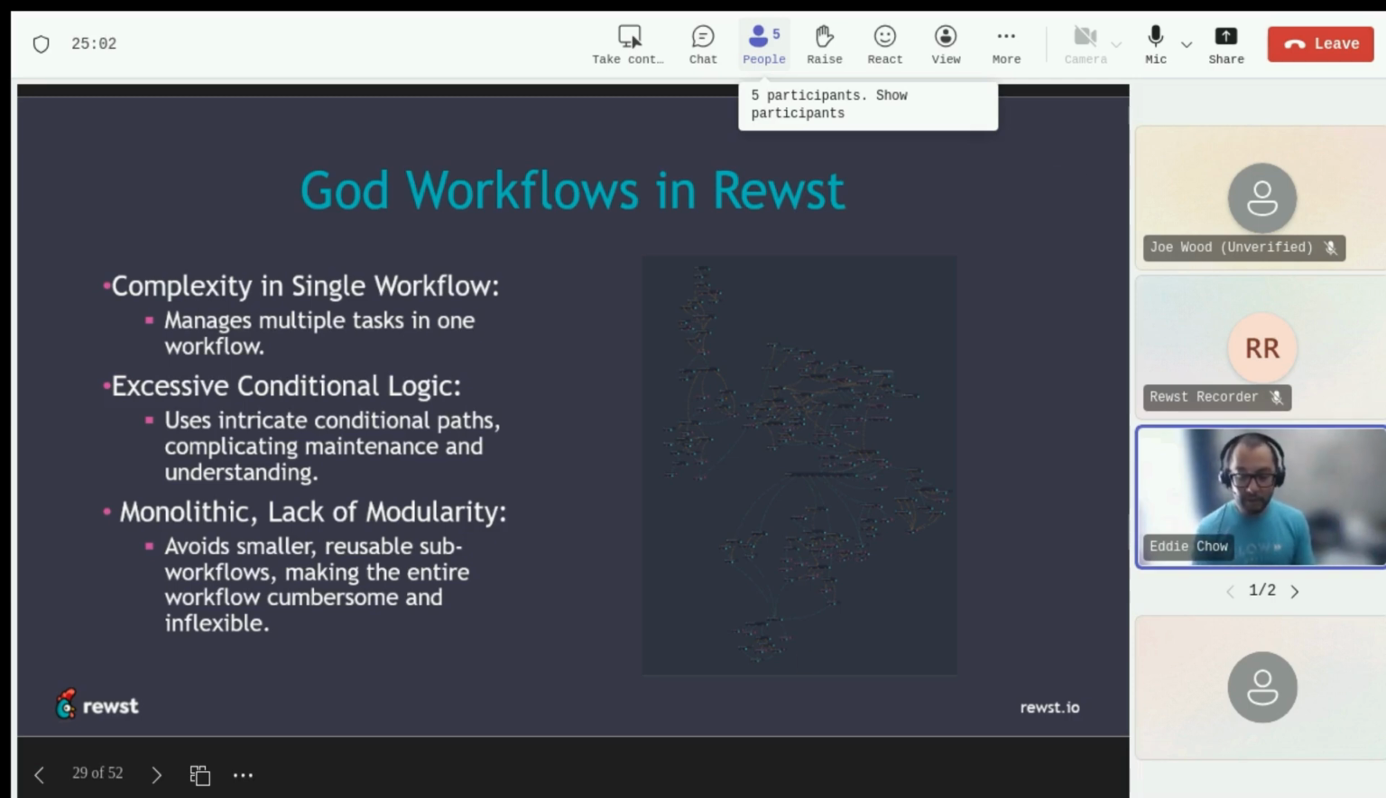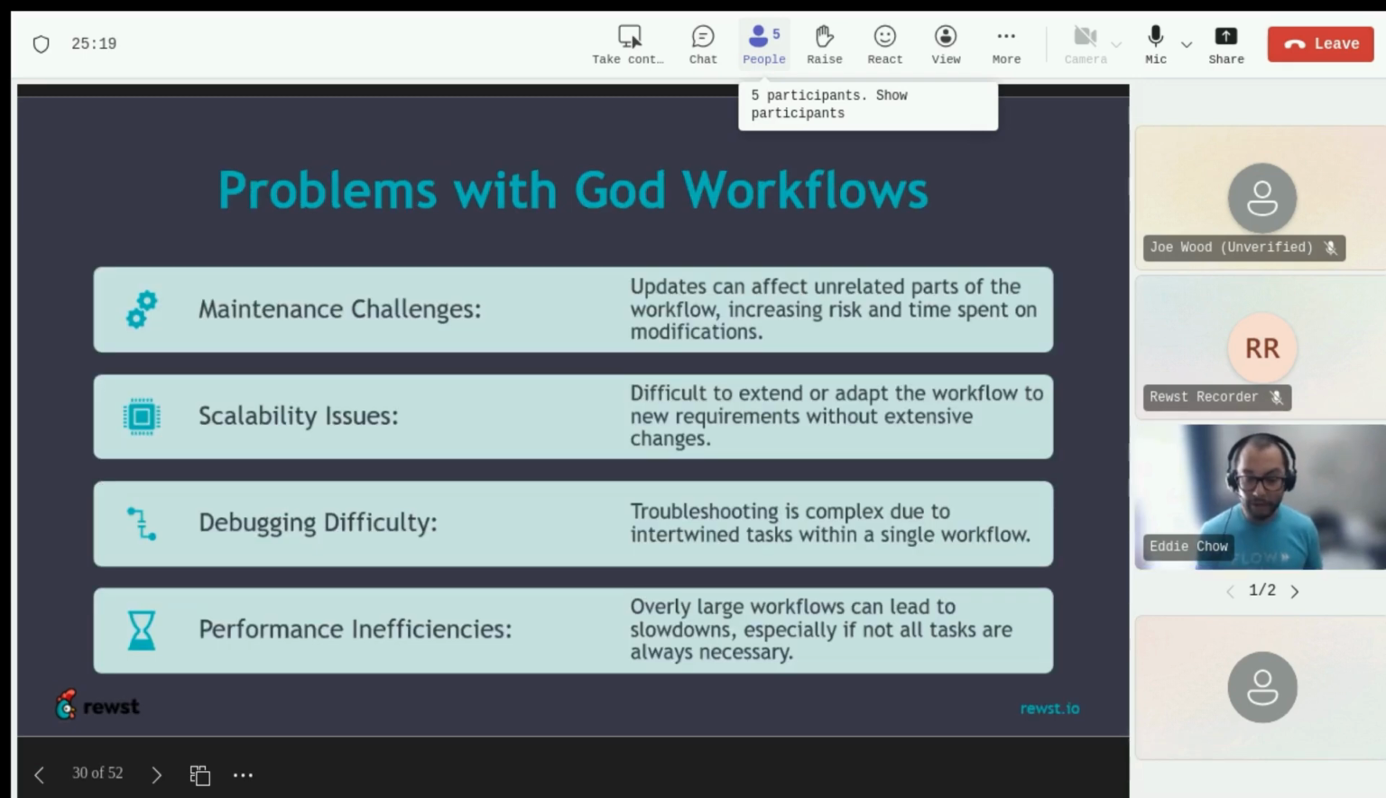And when we look at these God functions and God workflows, oftentimes we are doing the opposite of building modularly. We are building monolithically. And we'll talk more about the differences between those two terms. Now, just looking at a God workflow, it's really difficult to maintain, right? Again, just looking at what we saw previously, it takes a lot of time to figure out what each component of the workflow is doing.